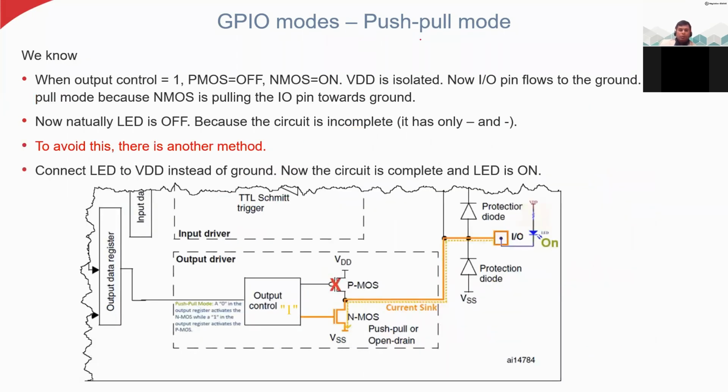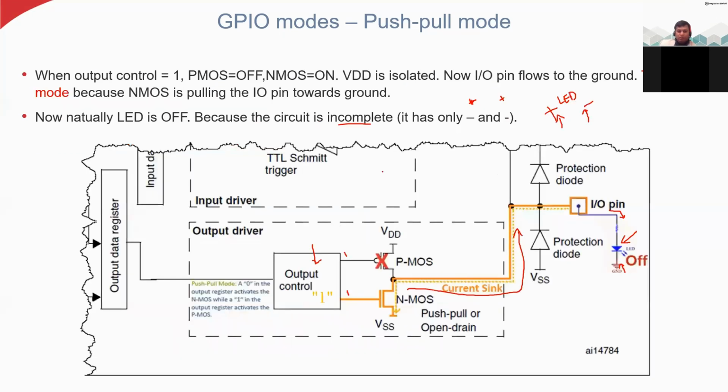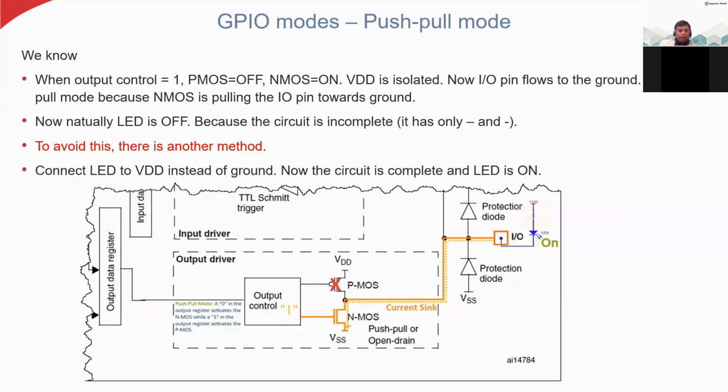Okay, so push-pull mode. Again, we see here, when output control is equal to 1, PMOS is off, NMOS is on, and VDD is isolated. Now the IO pin flows to the ground. This is pull mode, which is what we had seen here. Here you can see PMOS is off, NMOS is on, and VDD is isolated. Because VDD is isolated, this PMOS is acting as an open circuit. So now this LED is off, right?